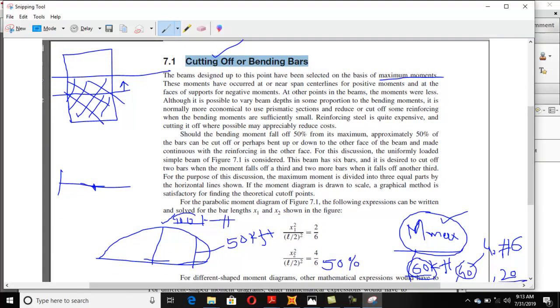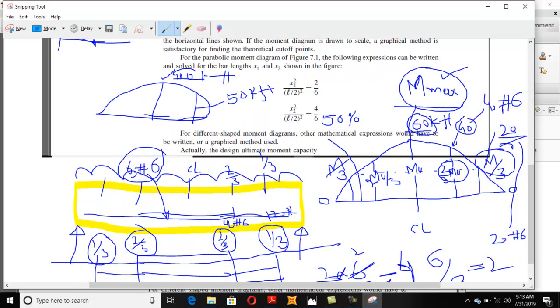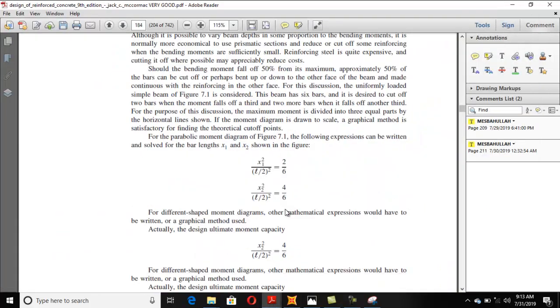The most important approach is that you will reduce the reinforcing bar. Reinforcing steel is quite expensive, and cutting it up where possible may appreciably reduce cost. So that 50% in this equation I will explain. You can make graphical approaches. So this was the whole story, you can say, behind the cut-up bars.